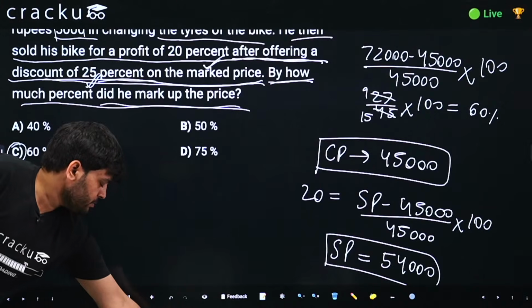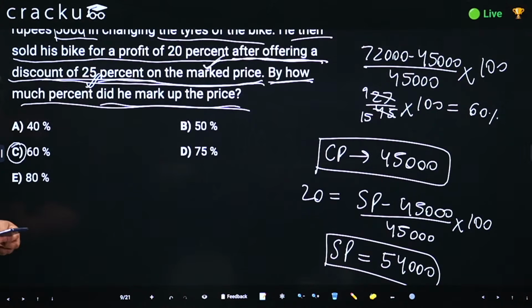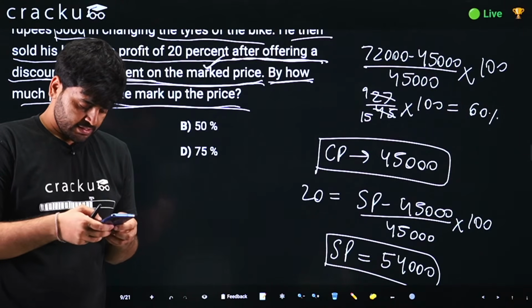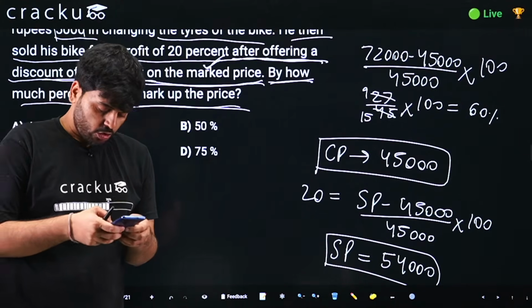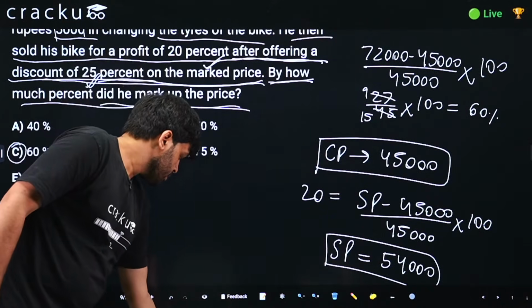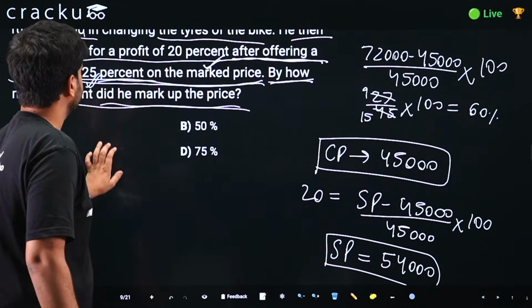Let me see who all got it correct. Akhil, Vasant, Anshuman. Very well done, guys. You all got it correct. Let's move to the next question.